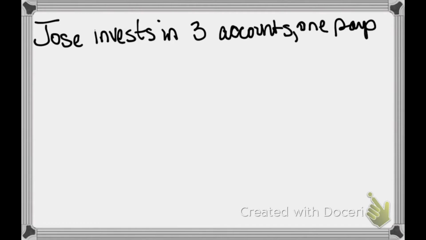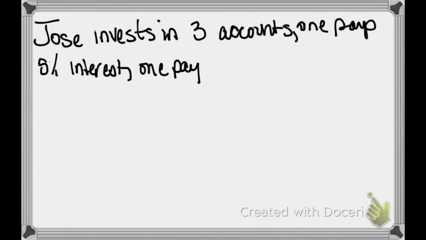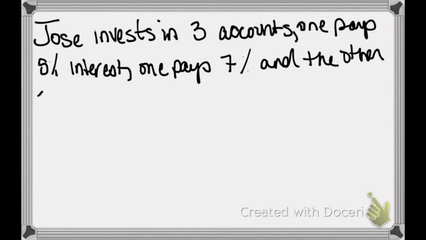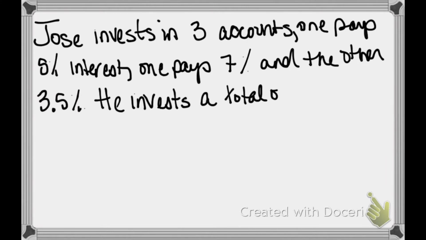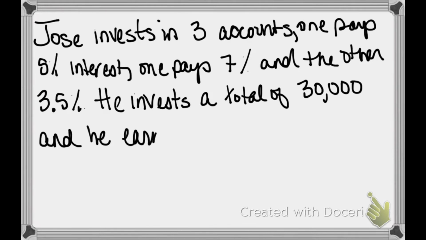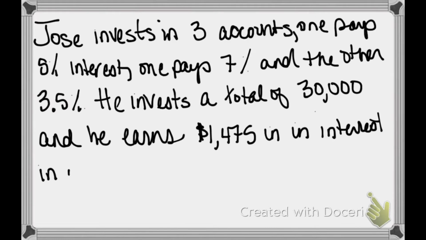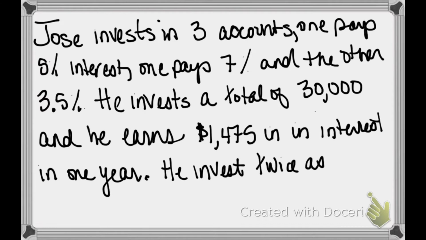Okay, we're going to look at an application interest problem of three equations, three unknowns. Here it is. Jose invests in three accounts. One pays 5% interest, one pays 7%, and one pays 3.5%. He invested a total of $30,000, and he earns a total interest of $1,475 in 1 year. That's his total interest in 1 year.